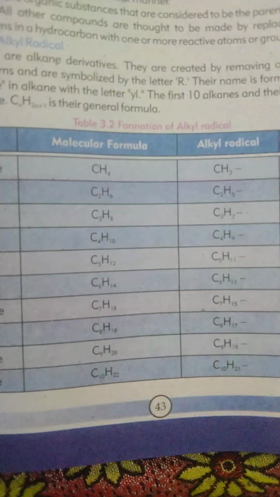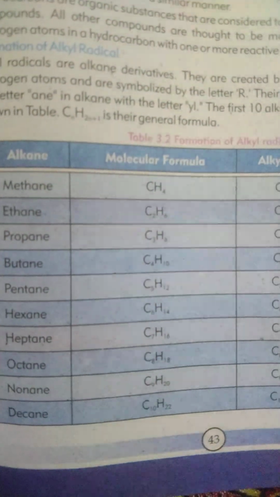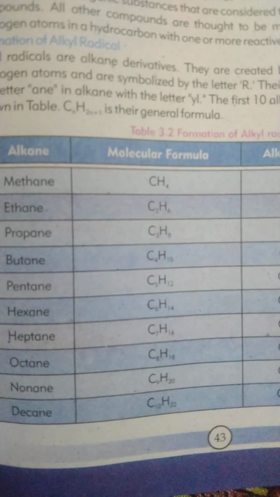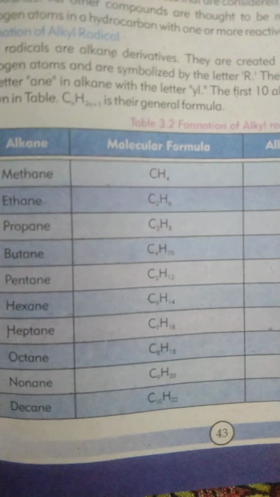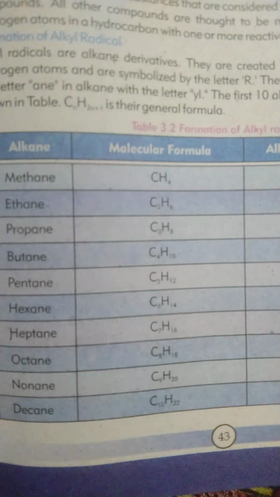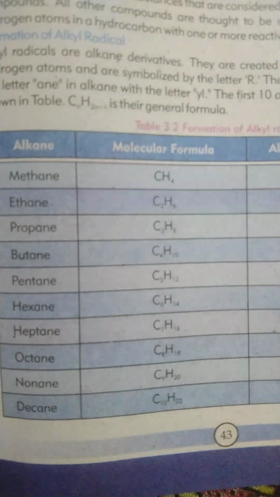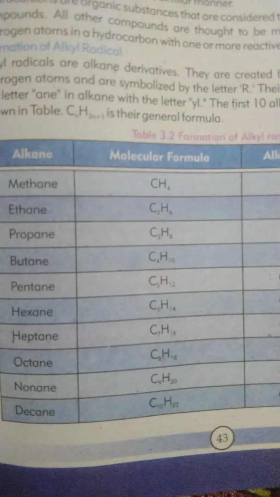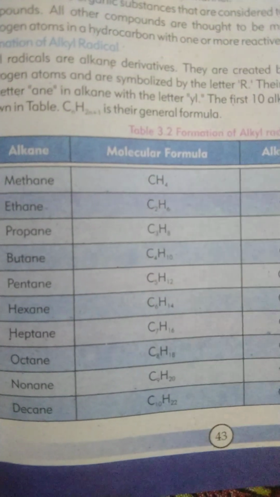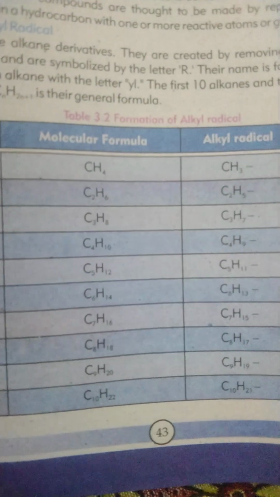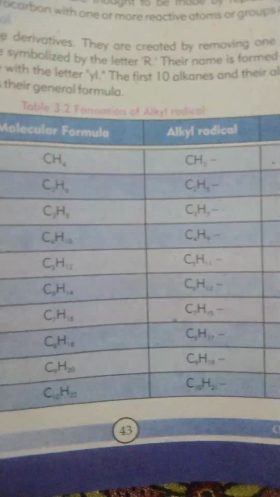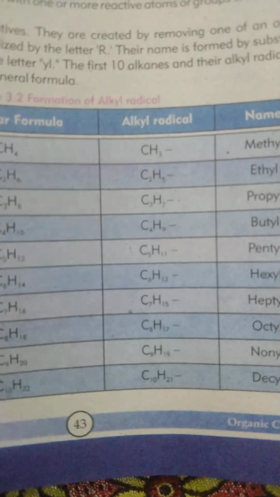Now ethane, where the carbon number ranges from 1 to 2. Here are 2 carbons and 6 hydrogens. As the carbons increase, the hydrogens increase 2 by 2. Here is ethane, C2H6. When 1 hydrogen is removed, C2H5, it becomes ethyl.